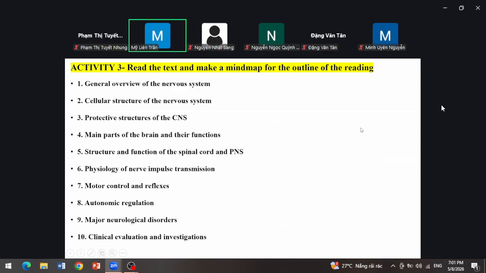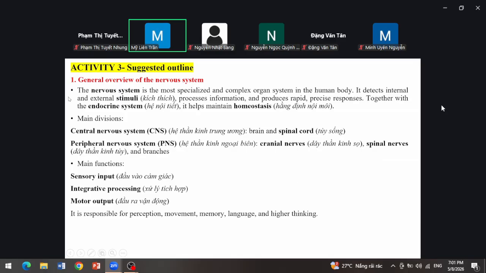Let's look into more details for each section. One, general overview of the nervous system. Nervous system, the most specialized and complex organ system in the human body.